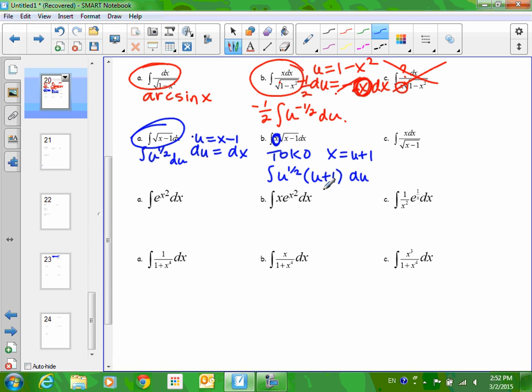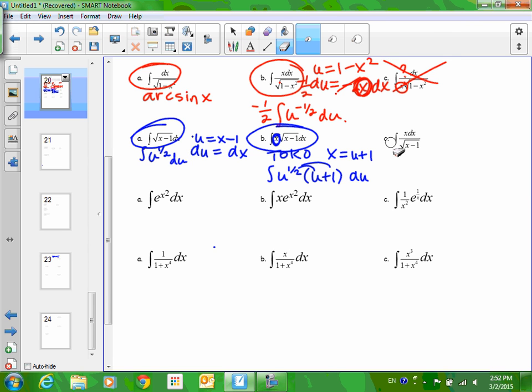But right now, we're just saying, can the problem be solved? Yes. Distribute the u to the 1/2. We would distribute, and then we would integrate from there. So what about C? Can we solve C? Is it a Tokko, or is it unsolvable? What do you guys think? The thing is, you try it until you get stuck. So let's try it.